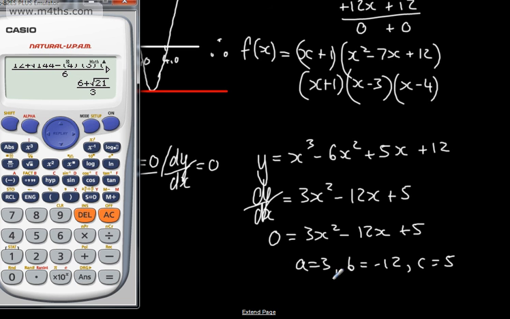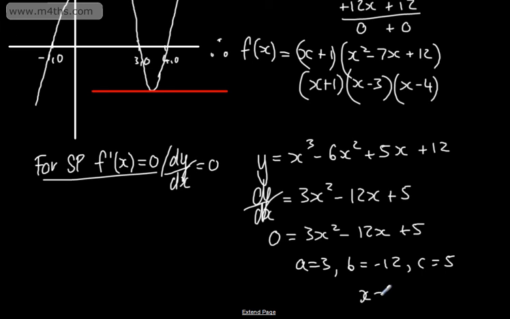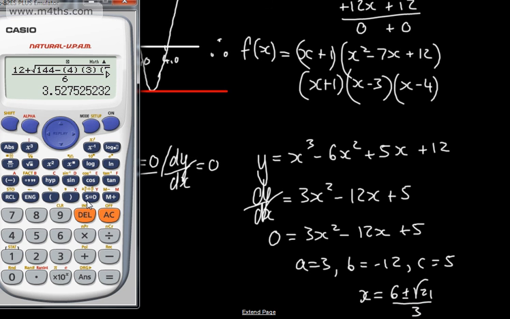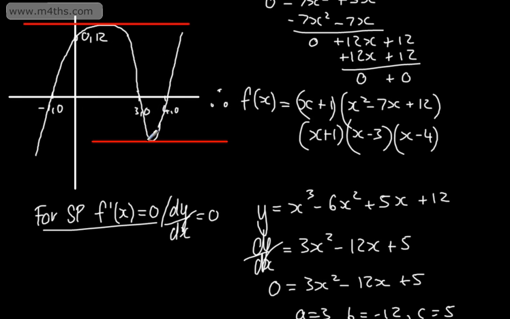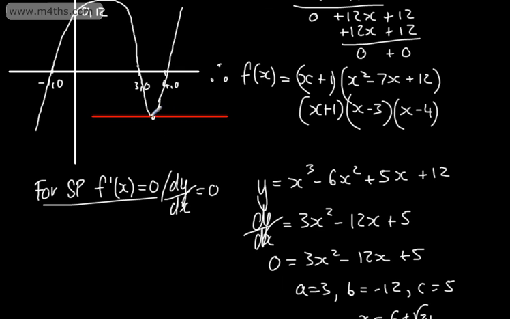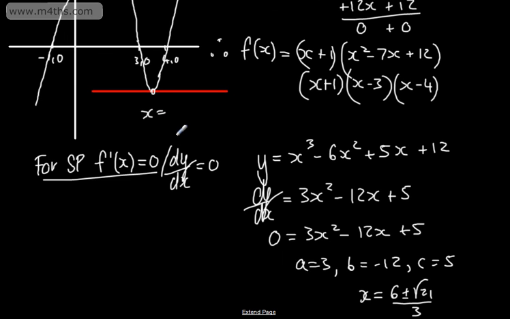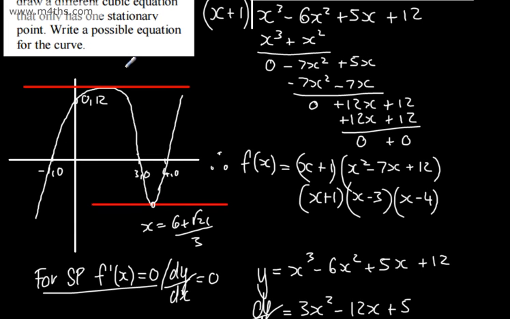So what we've got then is 6 plus root 21 over 3. So x is going to be equal to 6 plus or minus root 21 over 3. Let's have a look at that. This one is 3.52, which we would expect looking at the graph. This one right here is x equal to 6 plus root 21 over 3, and this one right here is 6 minus root 21 over 3. And that now gives us the x-coordinates of the stationary points.